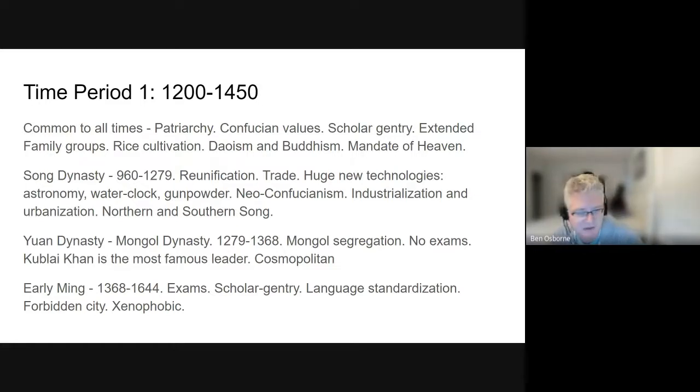The Ming Dynasty is from 1368 until 1644. This is a reaction to the Mongols, right? So they are going to reinstitute the exams. They're going to bring back that scholar gentry. They are going to standardize the language. The emperor is going to live in this place called the Forbidden City. And they are also going to be pretty xenophobic. So weirdly, they are the people who send out Zheng He to explore. But other than that one exception, they really don't like outside influences or anything like that. And that is one thing that they're going to make sure to maintain for quite a period of time.